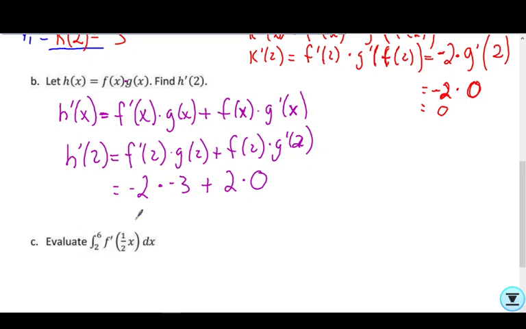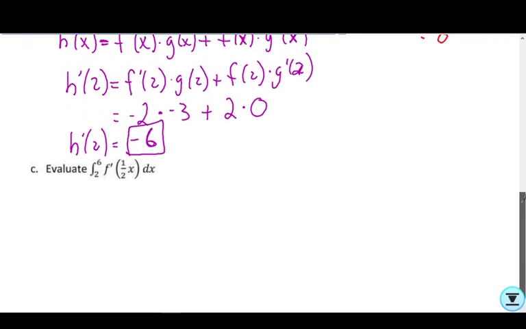So this is going to be -6 plus 0, which is -6. So that's my answer. h prime at 2 is -6. Okay? So again, this is basically just product rule. Okay? All right, part C.